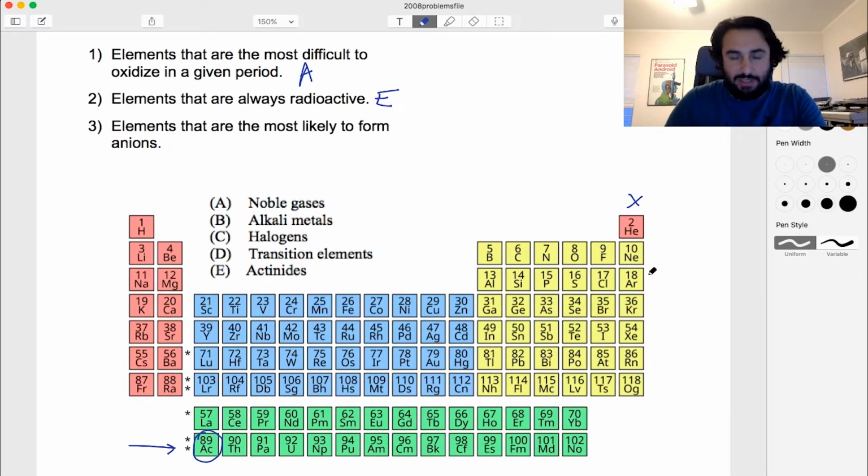They have a full valence shell. They are not going to be able to accommodate more electrons. So we're really looking at the halogens as having the highest electron affinity. So fluorine, chlorine, they have very high electron affinities.